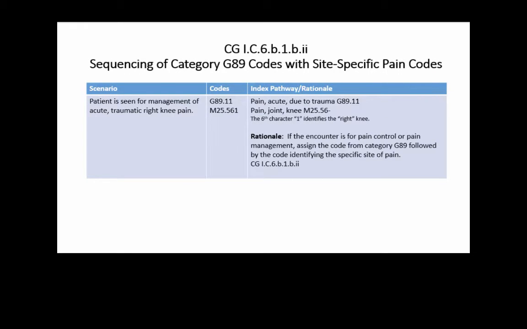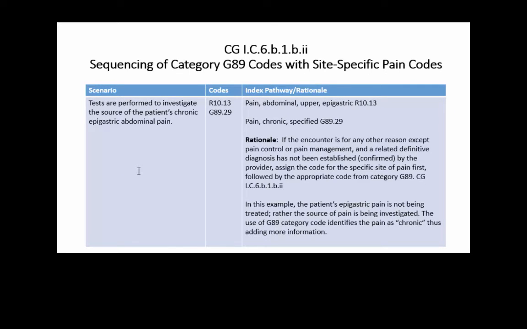When you are looking at the sequencing of codes with site-specific pain codes, again, it depends on what you're being seen for. This is telling us the patient is seen for management of acute traumatic right knee pain. The patient's being seen not to treat the knee, but to manage the pain. So the pain code, acute pain due to trauma, would be the principal diagnosis, and the pain in the joint would also be there to identify the site. The coding guideline tells us how we would sequence those codes. Assign the code from category G89, followed by the code identifying the specific site of pain.